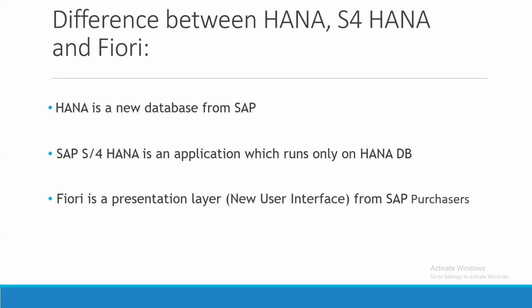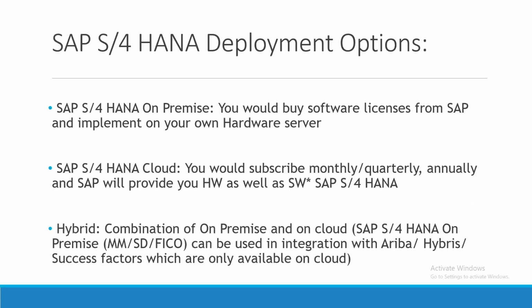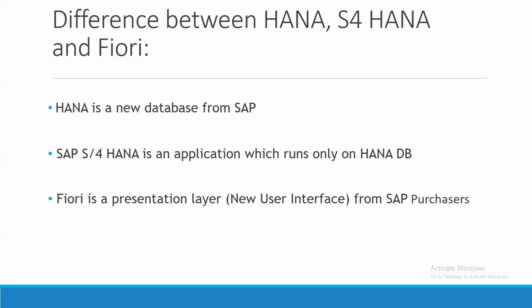And then, what is the difference between HANA, S4 HANA, and Fiori? HANA is the new database form of SAP. Then SAP S4 HANA is an application which runs on the database called HANA. And Fiori is the presentation layer, a new user interface for SAP. Whoever purchases SAP gets Fiori as an application, which we are using nowadays. After this, we have covered the SAP R3 architecture.